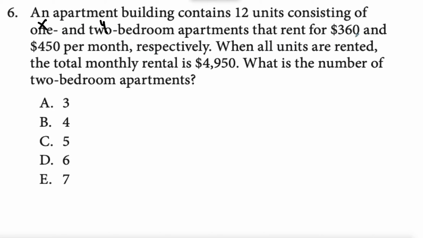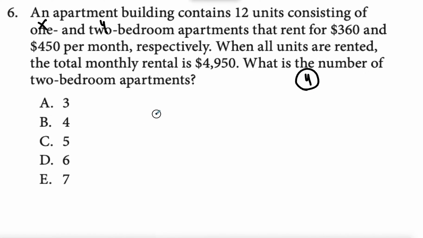And then the rent for the 1 and 2 bedroom units is 360 and 450 respectively. So 360 is for the 1 bedroom and 450 for the 2 bedroom. When all units are rented, the total monthly rental is this much. What is the number of 2 bedroom units? So basically what we're looking for is the value of Y.